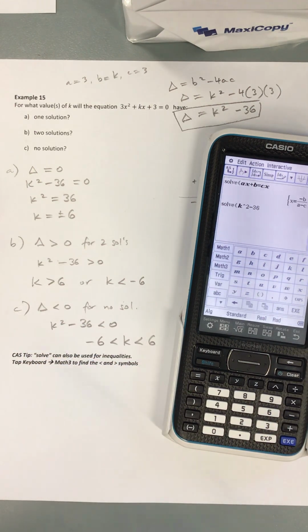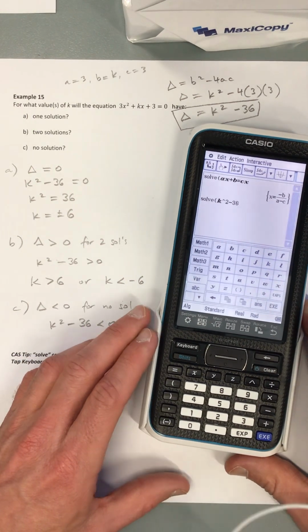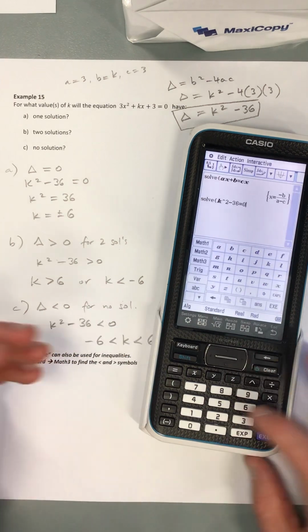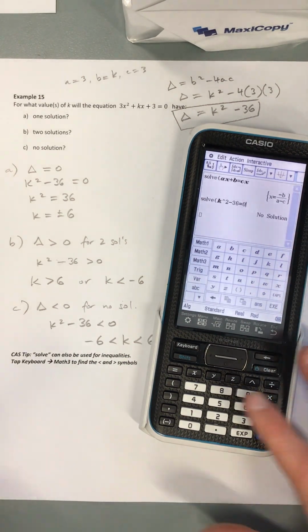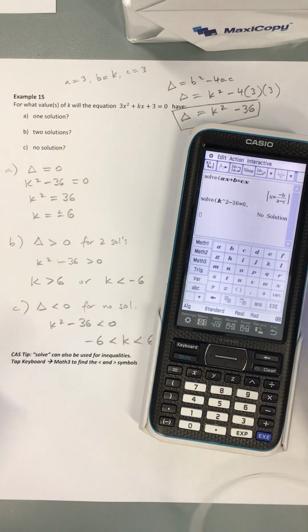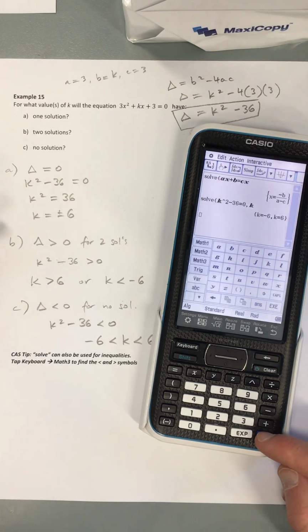So we would still have to set up the discriminant, but we can then solve k squared minus 36 equals 0 for part A. That was one solution. Whoops, no solution. Now that happened, I'm glad I made that mistake because I need to tell the calculator to solve for k. It's trying to solve for x and it's saying, well, there's no x in there. Solve for k, there we go.